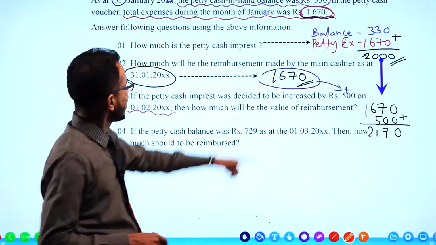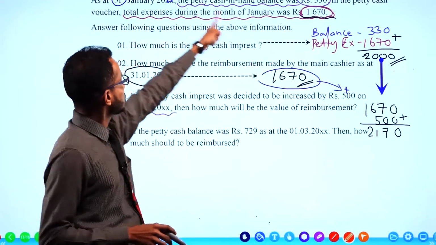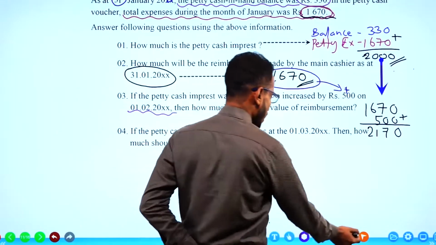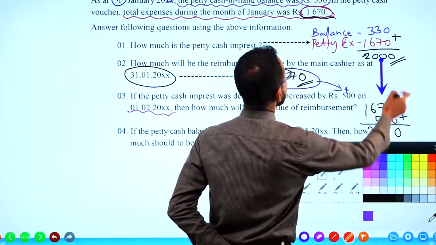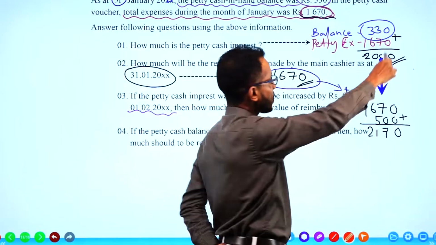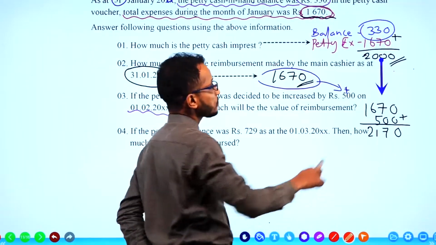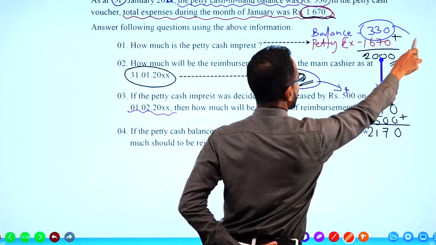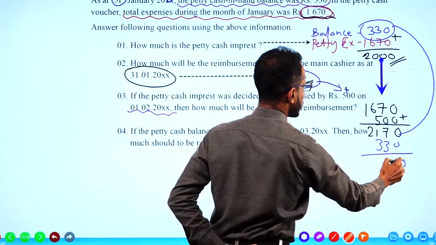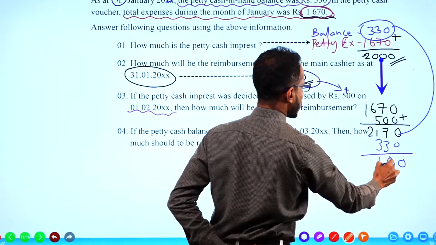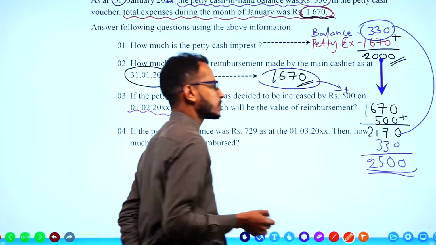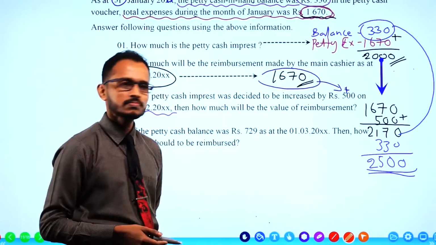No, it's not wrong. Did you forget the petty cash balance which was left? 330. When you add the balance, when the balance is remaining, and it is 330, with that this becomes 2500. There you go. We got 2500, right? We got it.